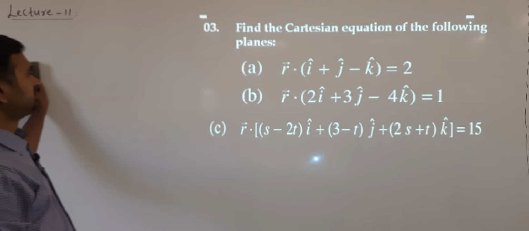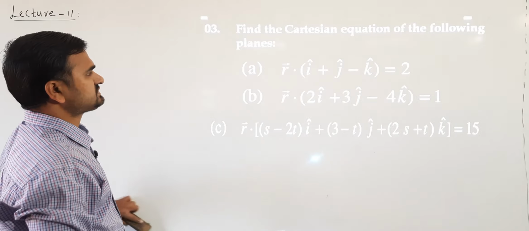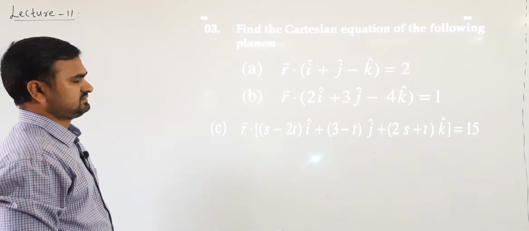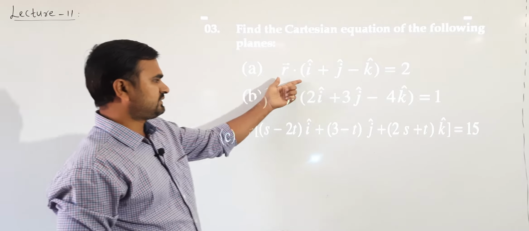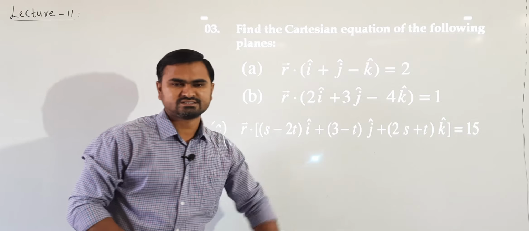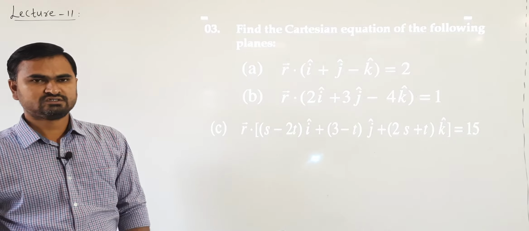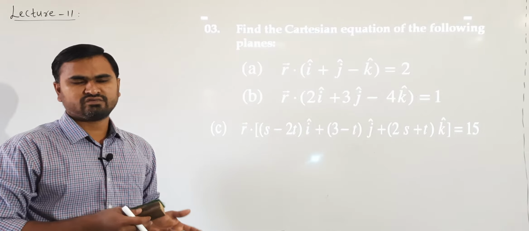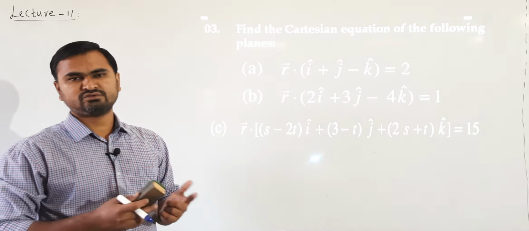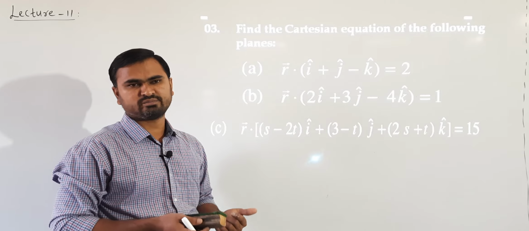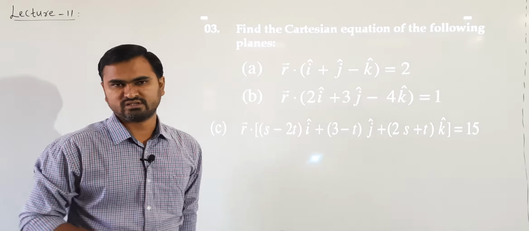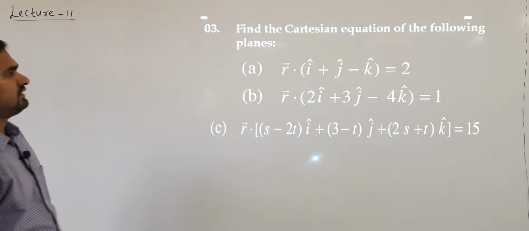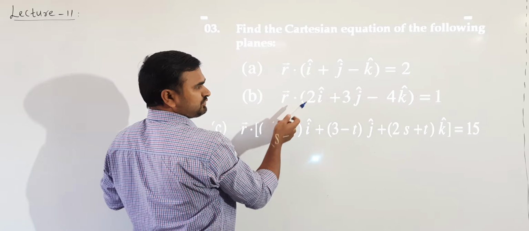So question number 3, find the Cartesian equation of the following planes. Here the vector forms of the planes are given, and now we have to write the Cartesian form. In 3D geometry, you should be very good at converting vector form to Cartesian form or Cartesian form to vector form, whether it is a line or a plane or any equation given. Now see how to convert vector form to Cartesian form.